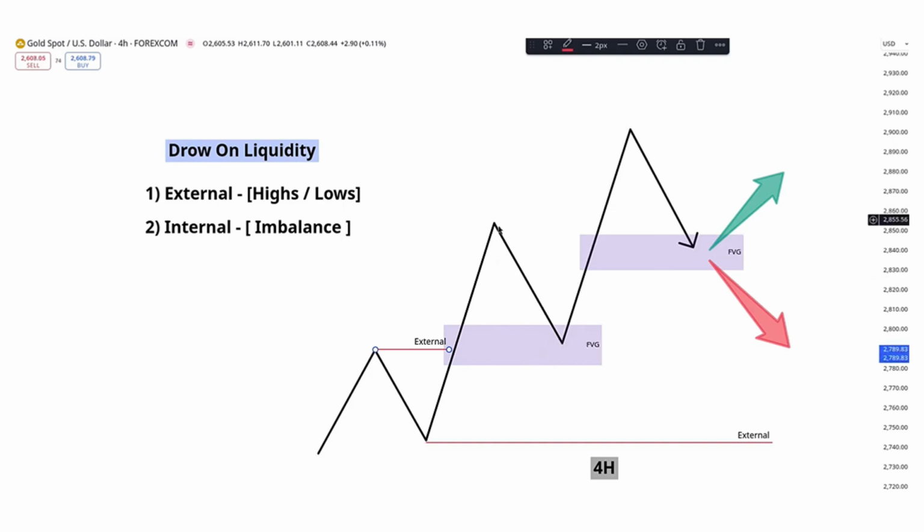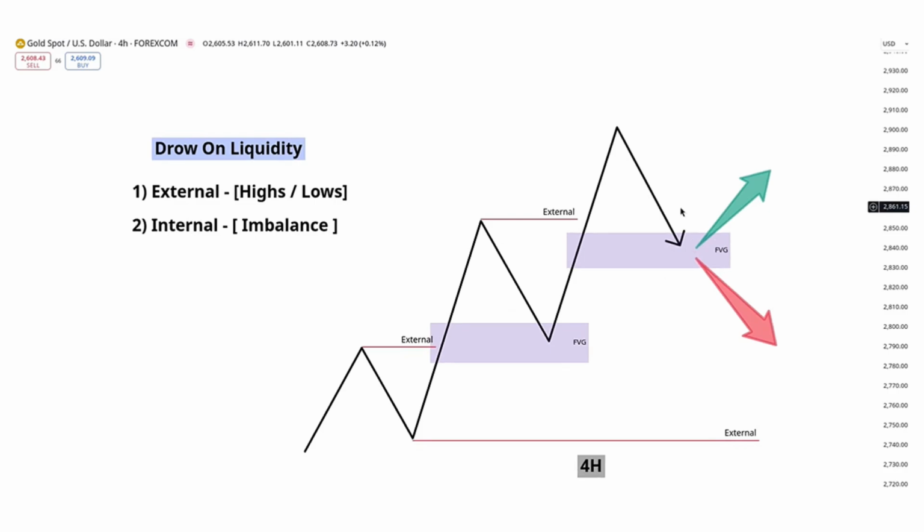Then, it moved upward. When the market fills external liquidity, we often see it come back to fill internal liquidity, which is an imbalance, such as a fair value gap. We observed the market filled the liquidity of the FVG and then moved to fill another external liquidity. In an uptrend, we typically see the market fill external liquidity, then internal liquidity, and continue this cycle of external to internal to sustain the uptrend.